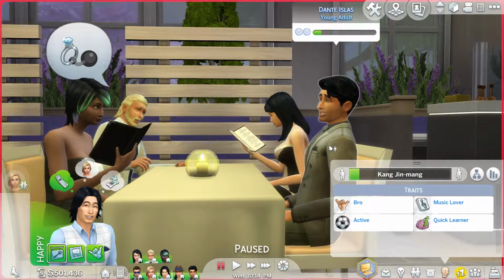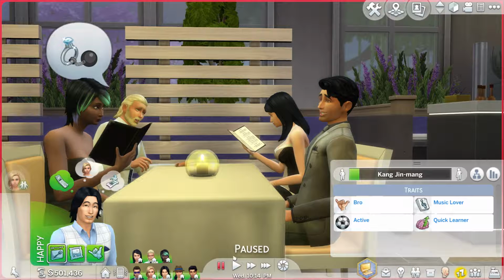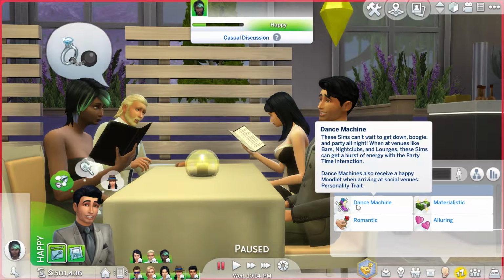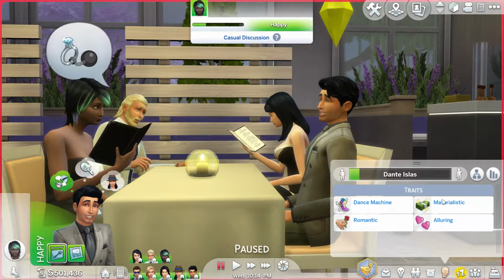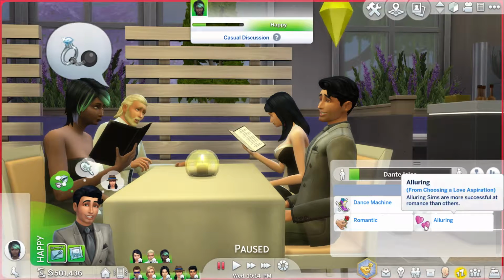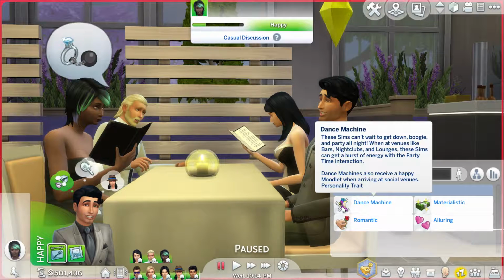This is Dante, and let's take a look at Dante's personality. Dante is a dance machine. He likes to dance. He's materialistic, romantic, and alluring. All right, dance machines are people who can dance. These Sims can't wait to get down, boogie, and party all night.